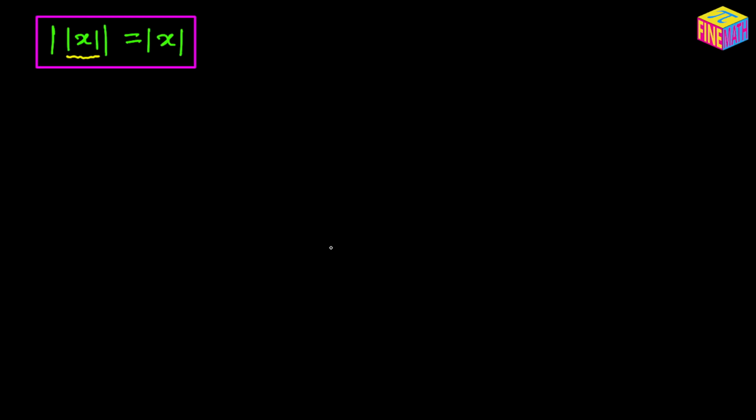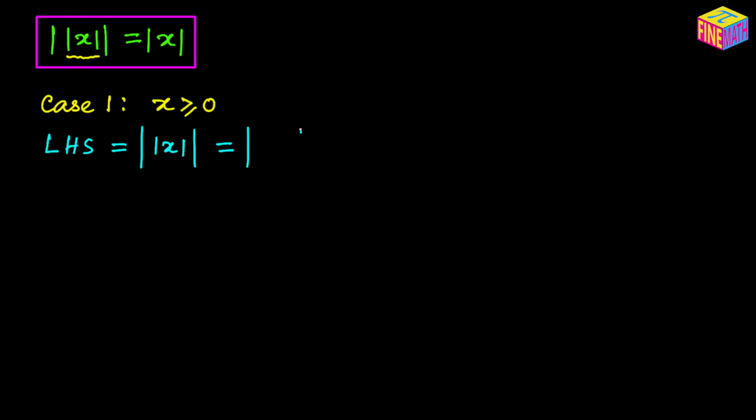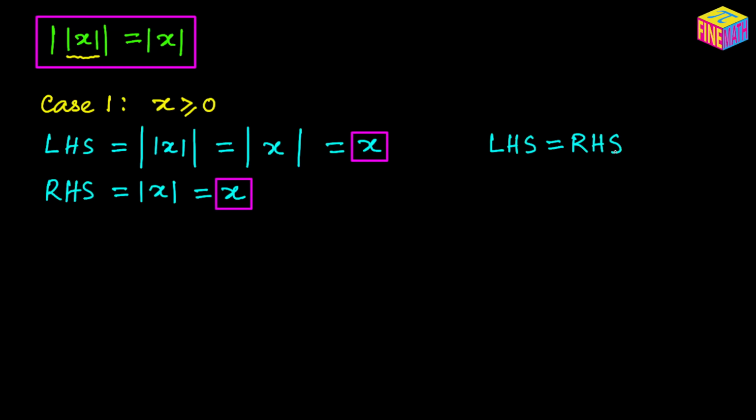So here again, let's take a couple of cases. Let's say x is non-negative. So what would be the left hand side? The left hand side is kind of like this, modulus of modulus of x. Now because x is a non-negative number, the inner modulus will give us a positive x. And here again, the outer modulus sign is again going to give us a positive x. And how about the right hand side? Well, the right hand side has modulus of x, and in this case x is non-negative, so this is also going to give us a positive x. So you can see that both the left hand side and the right hand side are equal, and that's exactly what we wanted to prove, right?